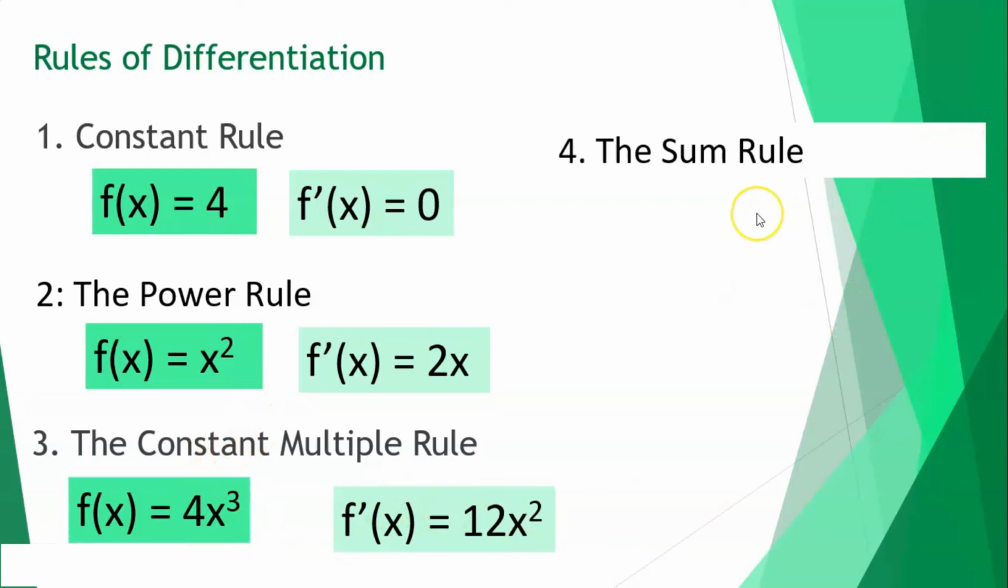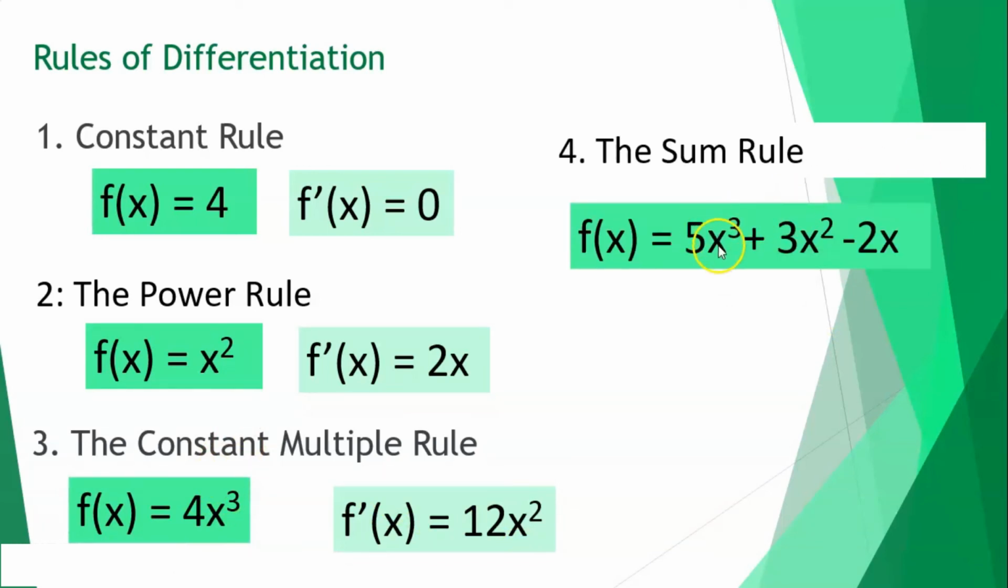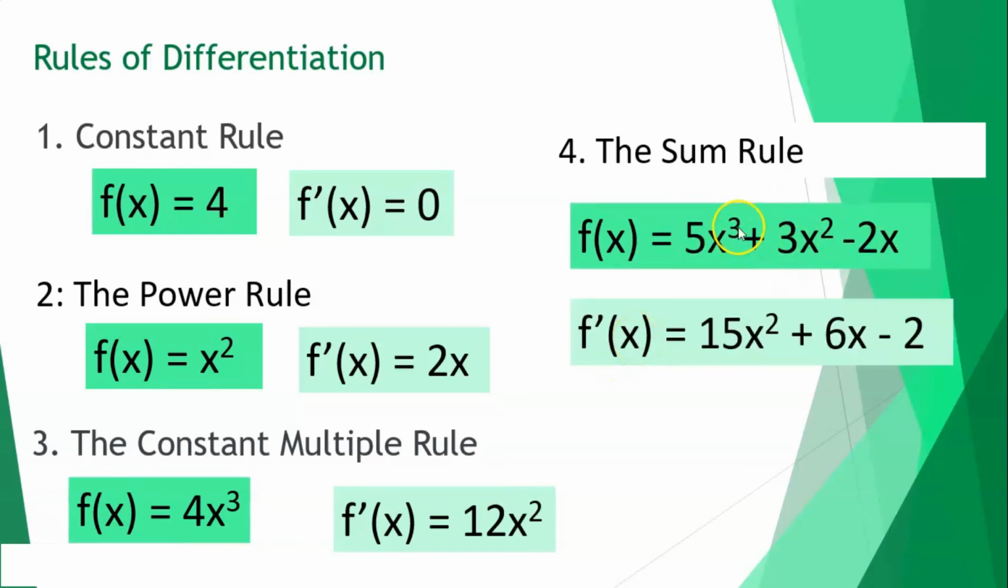And we have here the sum rule. So 5x cubed plus 3x squared minus 2x. We simply get the derivative of each term. That would mean 15x squared, this is 6x, and the derivative of negative 2x is minus 2. So take note of that.